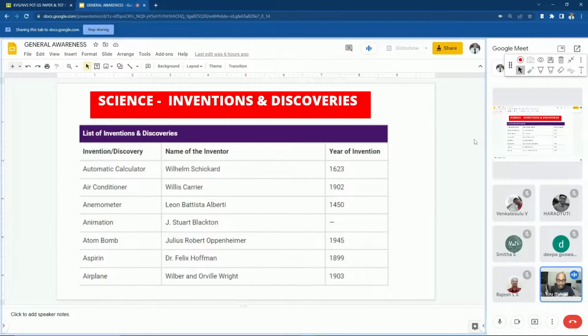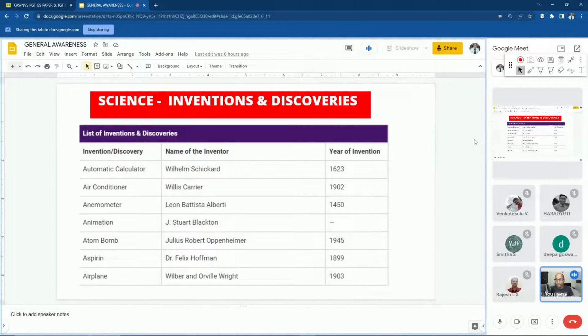It is not about general science. General science is different, in which we have to study chemistry, biology or botany, zoology, physics. Those are general science topics. This is science, general science, but science inventions and discoveries, and science and technology. Science is a different branch. Science and technology is a different branch. The application orientation of science comes under science and technology.